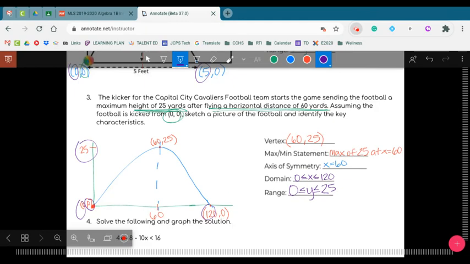So vertex is 60, 25. Max or min, it's our max. Our axis of symmetry is that imaginary line, which is at x equals 60. Our domain is our x value, so it ranges between 0 and 120, because that's how far the ball went. And then the maximum height was 25.